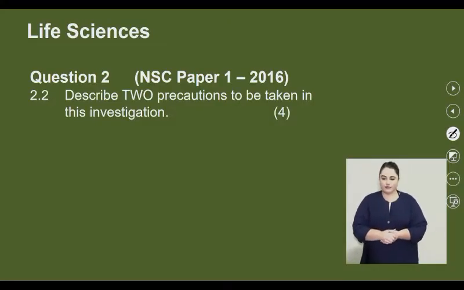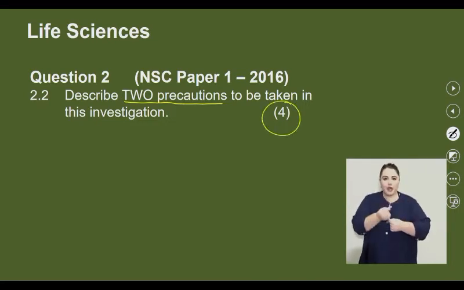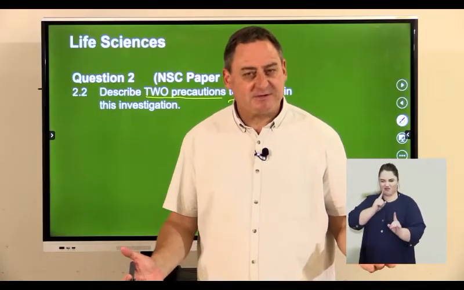Now the question says, describe two precautions to be taken. And this is where many learners go wrong. They mention the two precautions and then they get 2 out of 4. That is not what you want to score. You don't want to get 50%.